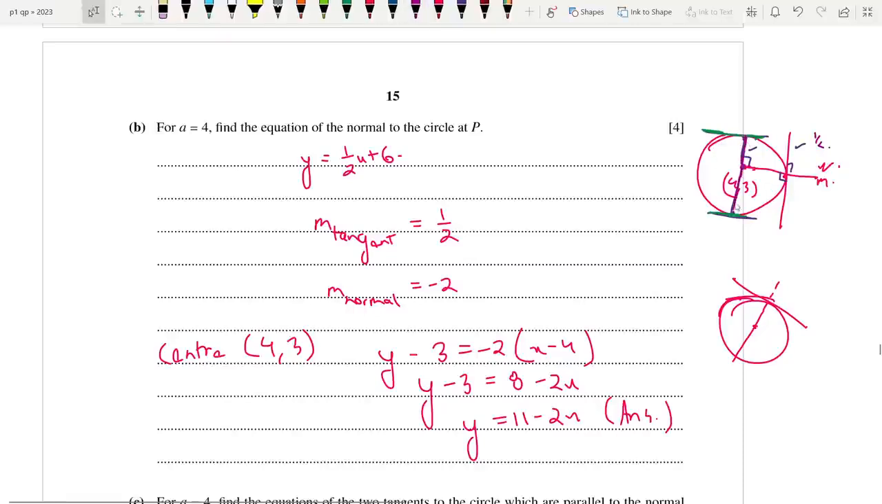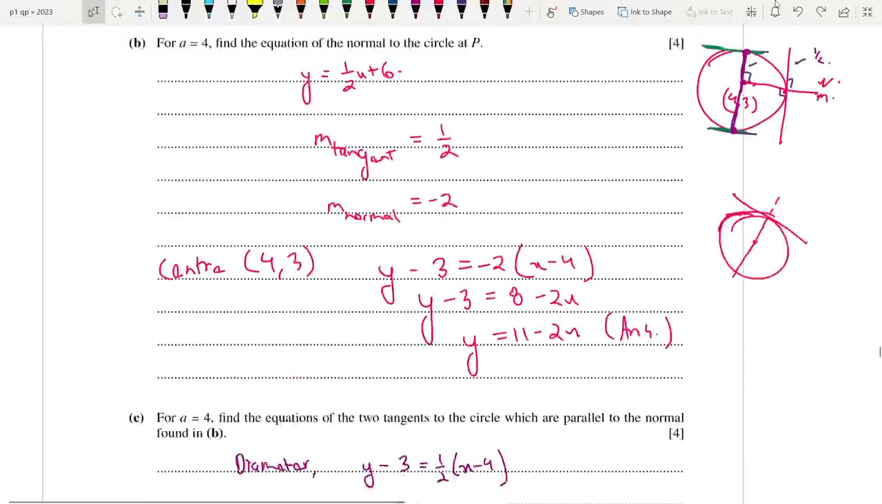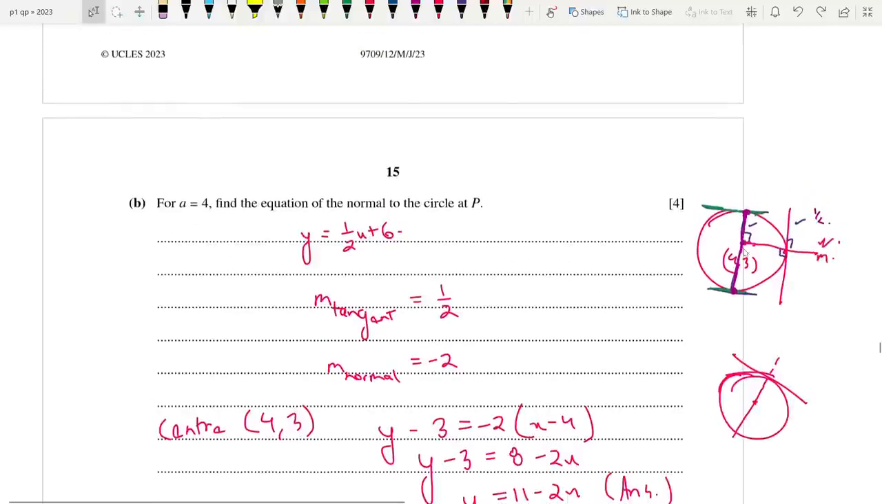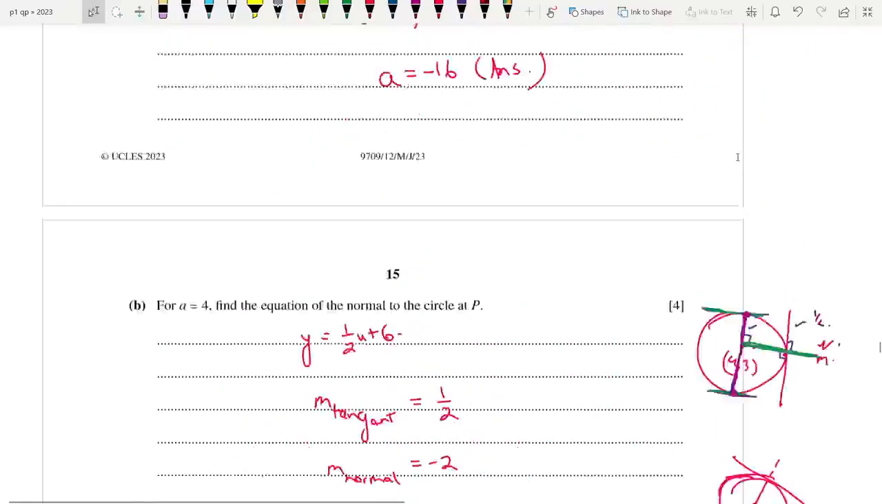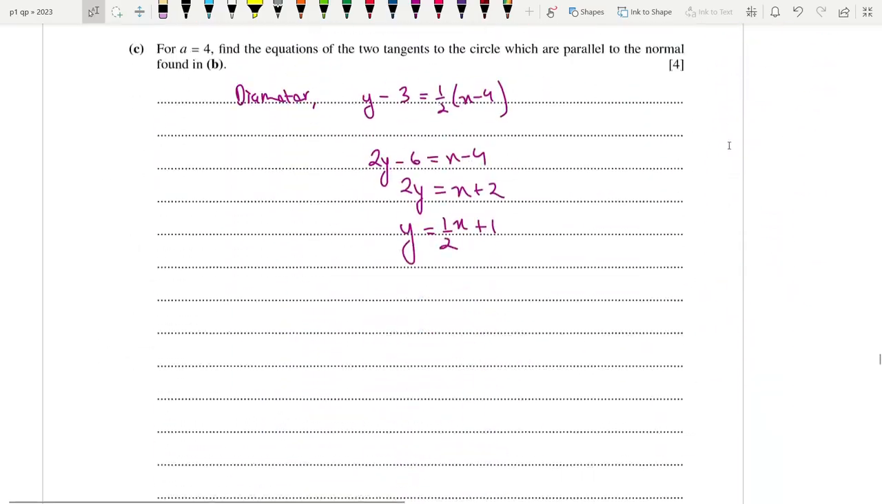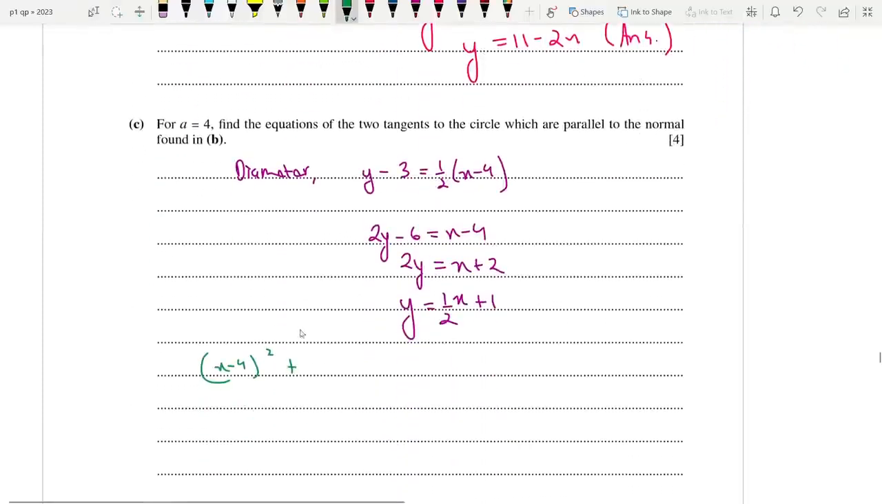So what do I want to do with this purple diameter? I want to input it into the equation of the circle so that I can get the 2 points where the diameter touches the circle, so that I can get those green tangents which are parallel to the normal we found in part B. The equation of the circle is (x minus 4) whole square plus (y minus 3) whole square equals 20.